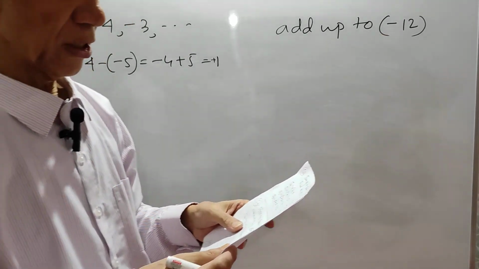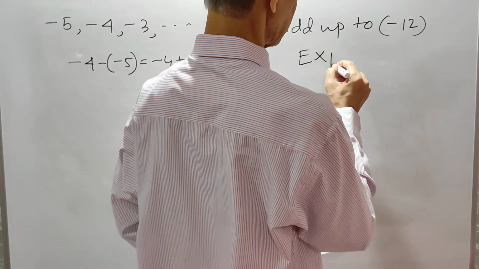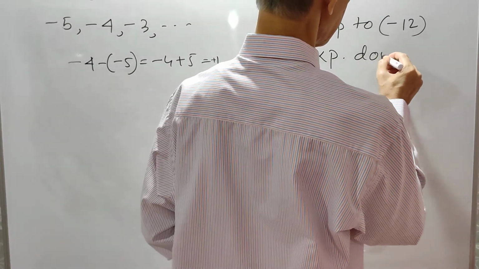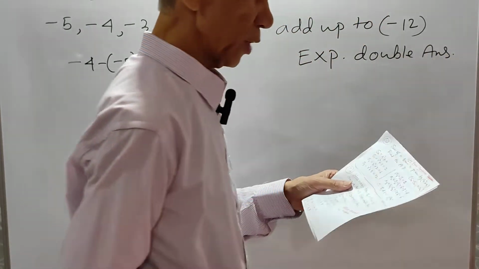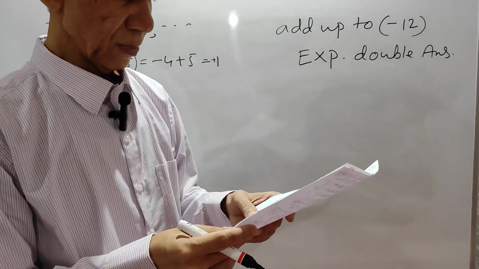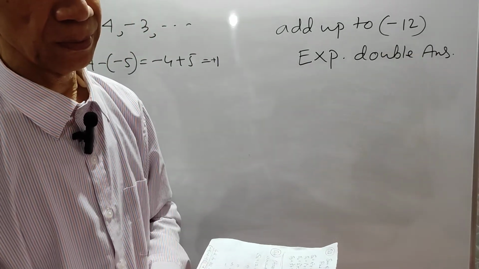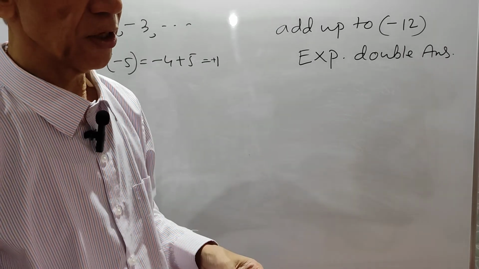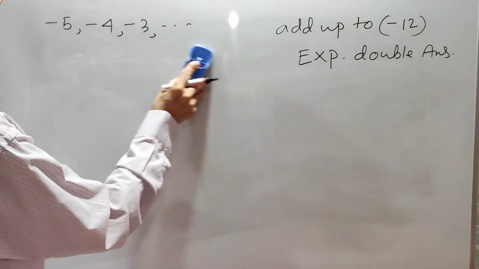Explain the double answer. Yes, the second part is very important. You have to explain the double answer. You will get two answers. Now you have to explain why the answer is 2, why there are two answers instead of 1. Okay, so let us do this way then.